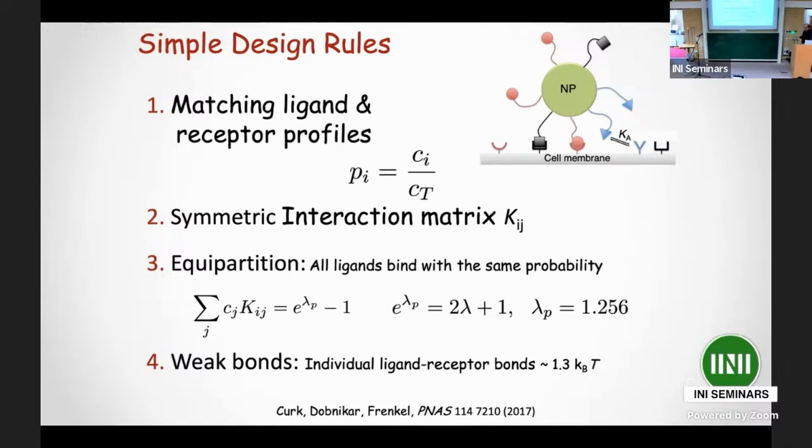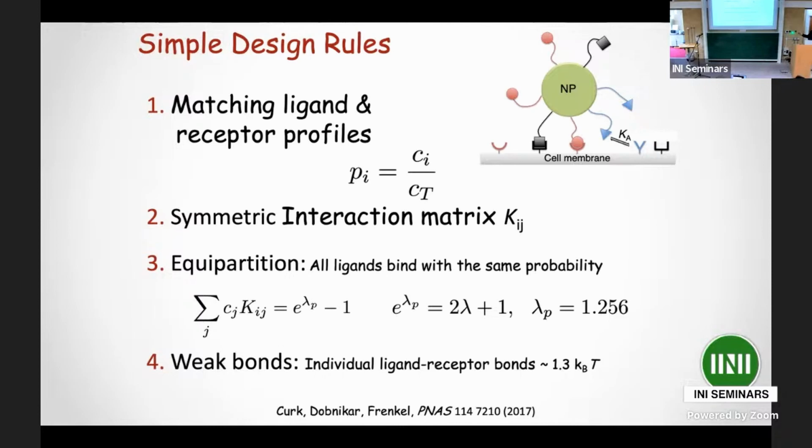And that is quite the opposite from what the pharmaceutical industry is doing. They always want to find very strong antibodies that bind strongly to the cells. What we are saying now is that you should bind weakly, but with many possible bonds. And if you design your system like this, you will have the largest possible selectivity.